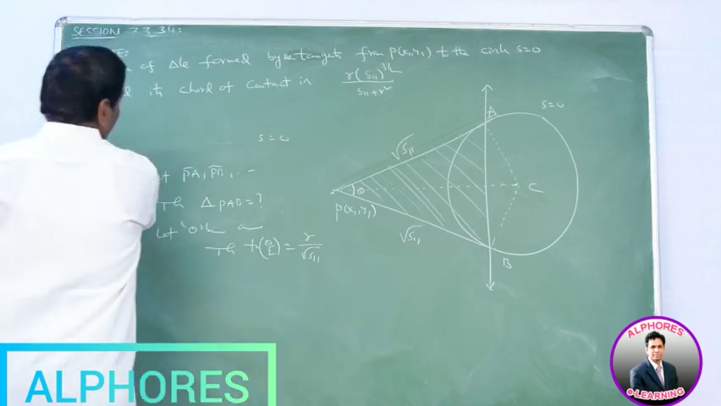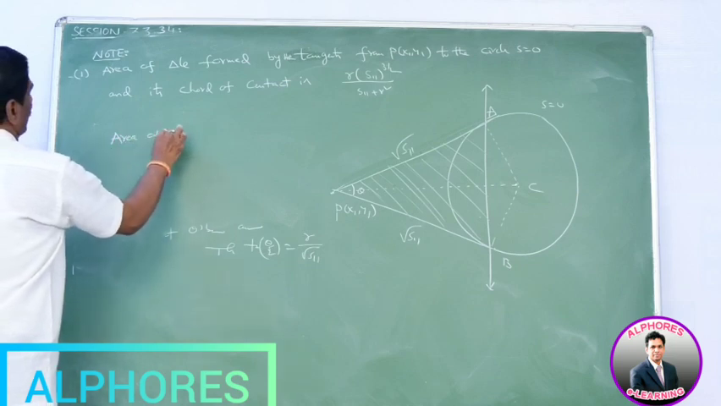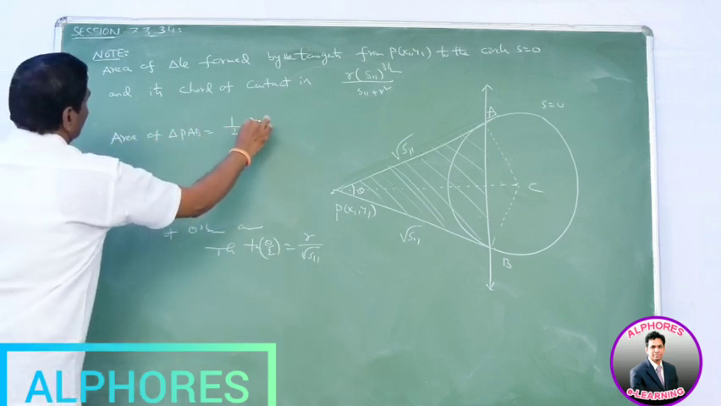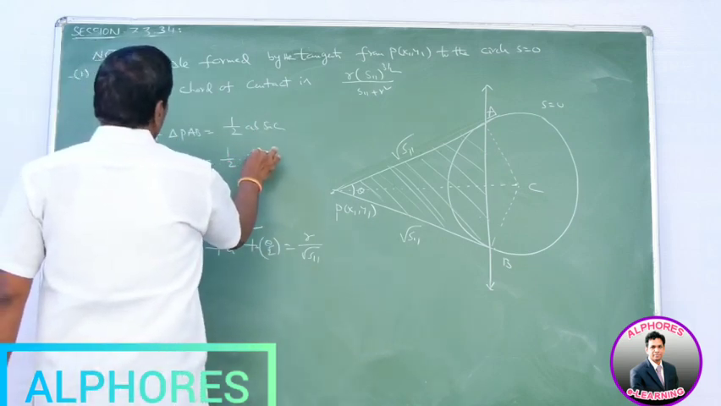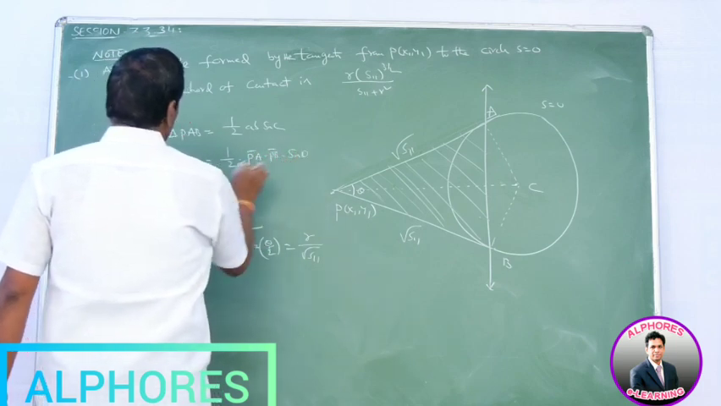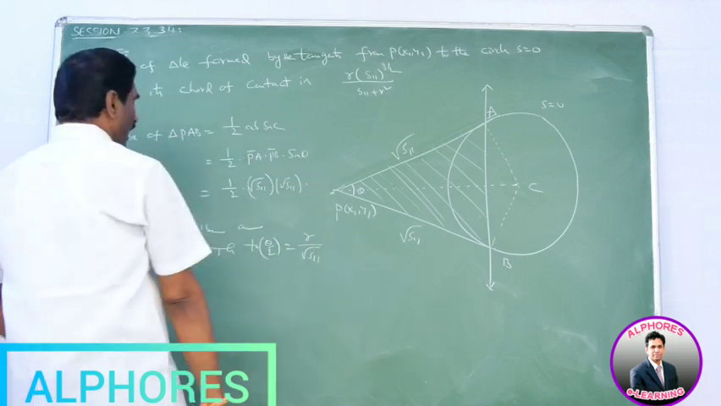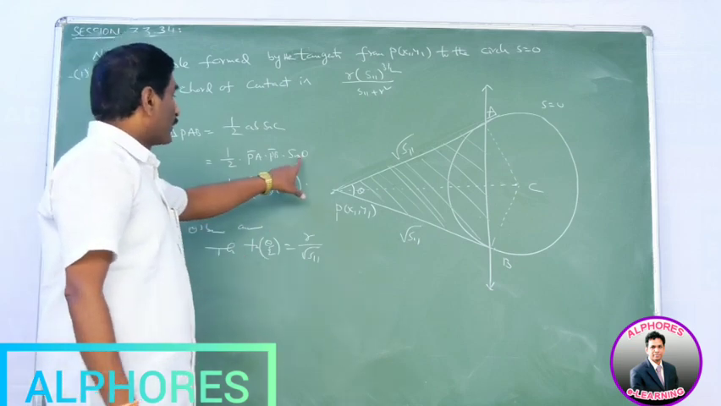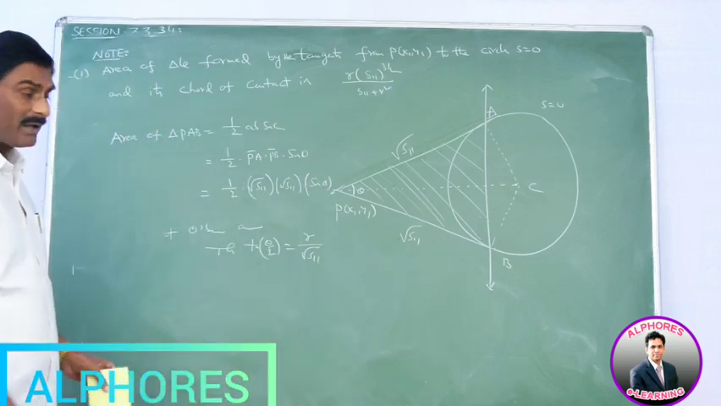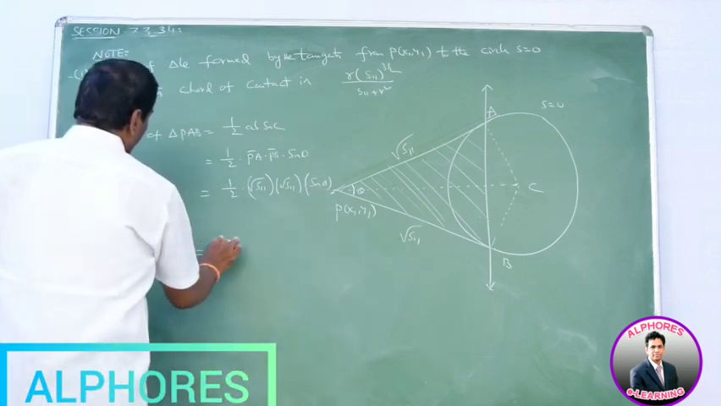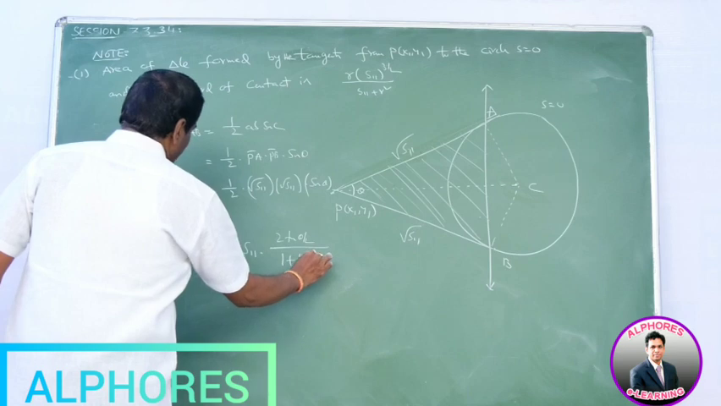Now from triangle PAB, area of triangle PAB is (1/2) AB sin C, two sides and included angle. That means (1/2) PA PB sin theta. PA is root S11, PB is root S11, into sin theta. Already we know the formula for tan(theta/2). By using submultiples, sin theta = 2 tan(theta/2) / (1 + tan²(theta/2)). That means (1/2) S11 times 2 tan(theta/2) / (1 + tan²(theta/2)).